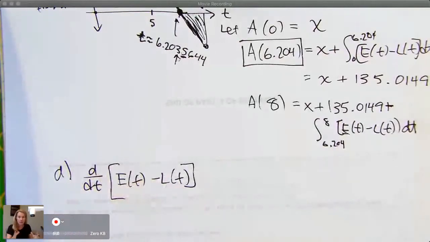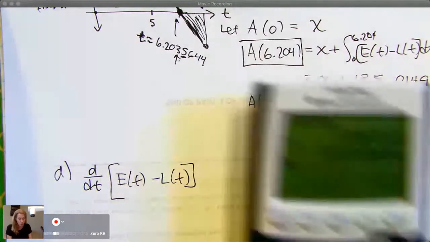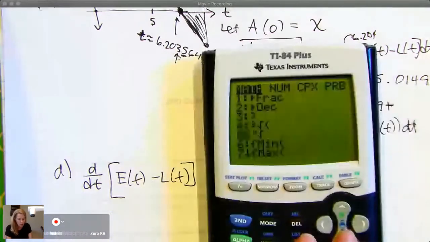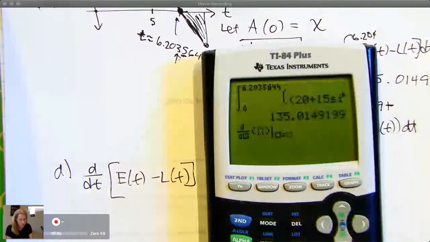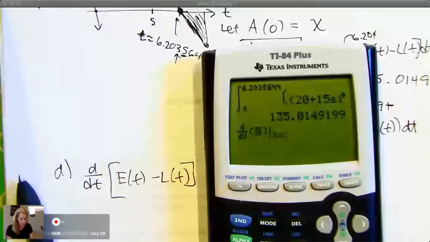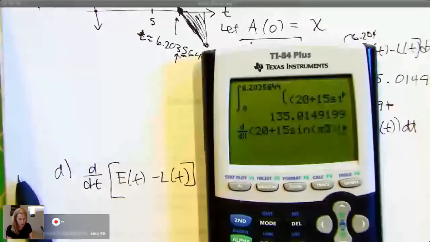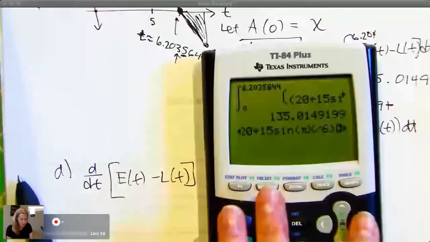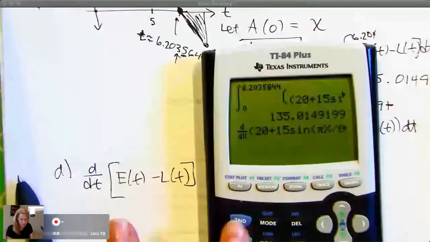I'm about 30 minutes into this problem, and I feel like I should go on to another problem. So I want to remind you, on a calculator-friendly problem, you can use the derivative function, nDeriv, boom, and I'm going to derive with respect to x in this case at what, I need to type in the function. So 20 plus 15 sine of pi x over 6. And then actually I'm going to insert another set of parentheses just right there.